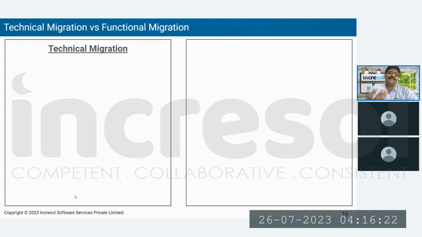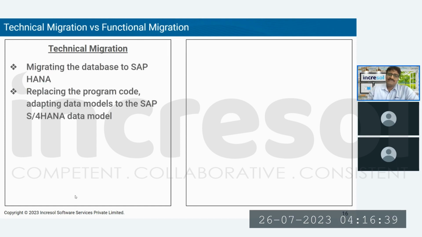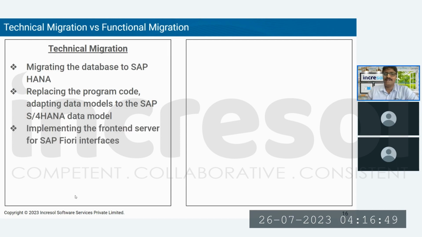That means your system is technically on S4HANA with the latest version, but not all the new processes or new modules might be activated. You might still depend on some legacy systems or old modules, and you plan to implement them over a period of time. So it's nothing but your database will be switched to HANA, your operating system will be switched to Linux, all programming code, the core code of SAP ECC, will be migrated to S4HANA code, and the data structures, the table schemas, will be migrated to the S4HANA data model.